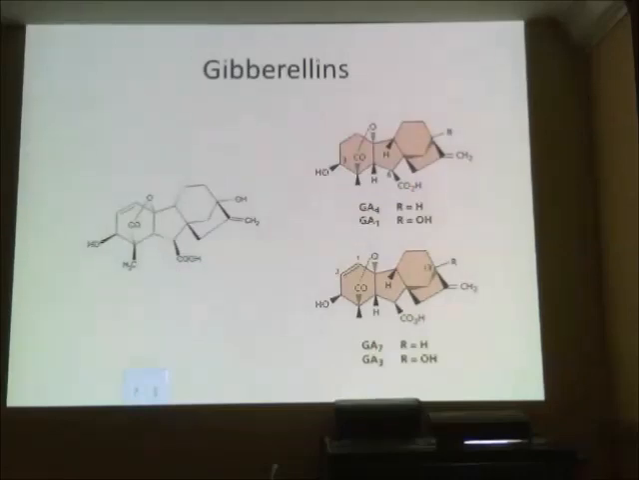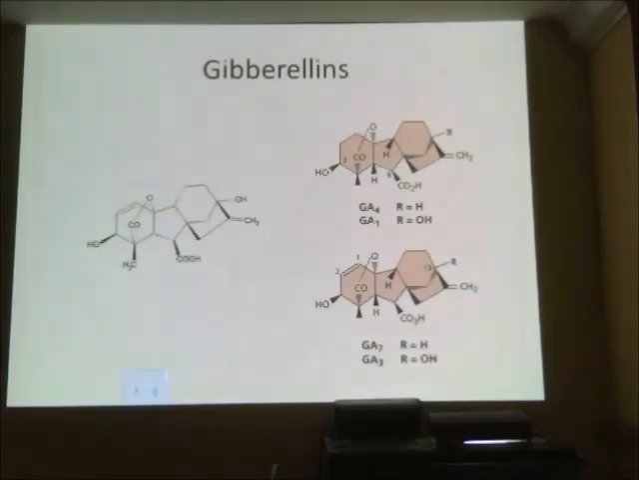So these are gibberellins, and there are 4 principal ones, of which the first 2 shown over here, gibberellic acid 1 and 4, both have a similar structure. They differ only in this position, shown over here, this group labeled R, which in the case of gibberellin 4 is a hydrogen atom, and in the case of gibberellic acid 1, it's a hydroxy group.